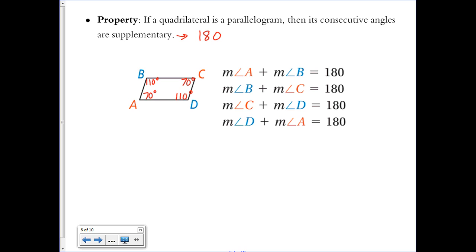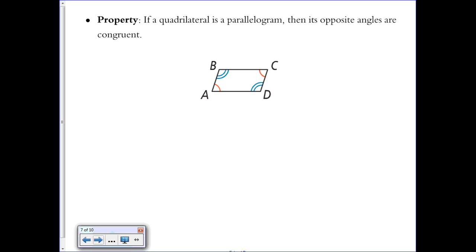And by filling that in, now we've discovered the next property, which says opposite angles are congruent. So this time we're talking about not consecutive angles, which are right next door to each other, but going across the figure, and those are going to be congruent to each other. So we had it labeled with this as 70, and we discovered that this one was also 70. So in a parallelogram, opposite angles are congruent.